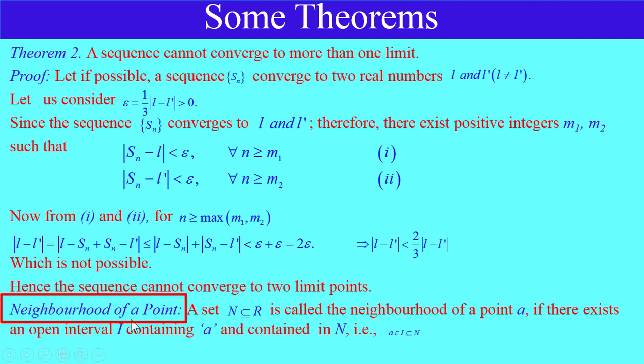Therefore, neighborhood of a point. A set N contained in R is called a neighborhood of a point A if there exists an open interval I containing A and contained in N, that is, A belongs to I contained in N.